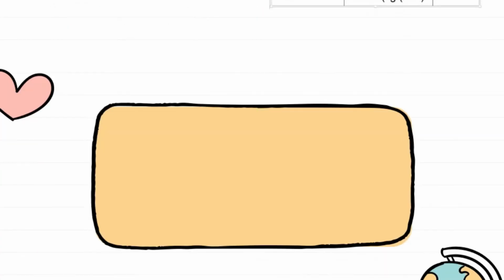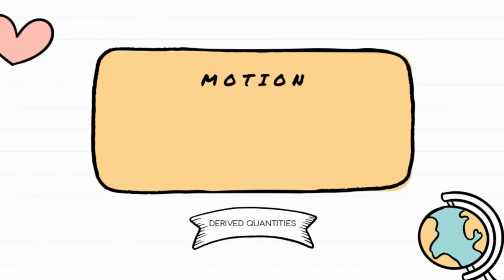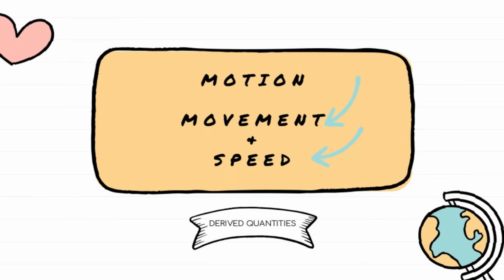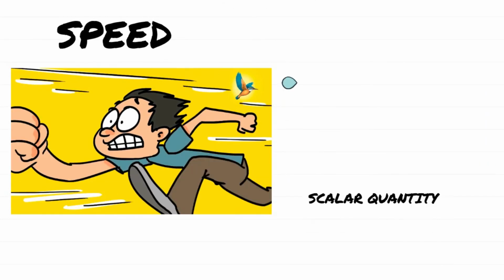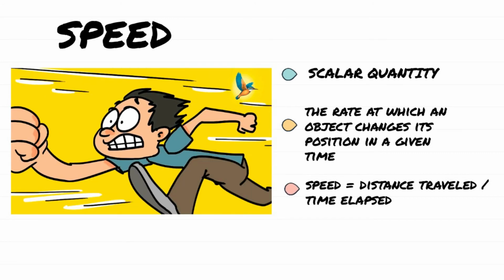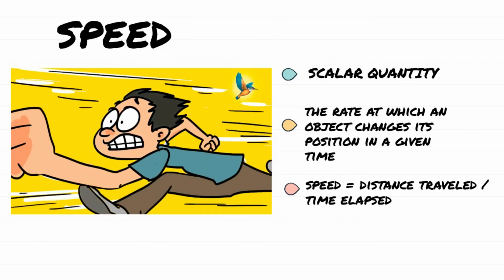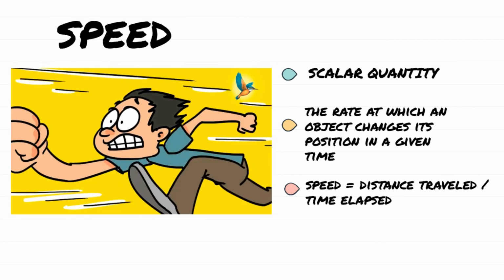Now let's further discuss the derived quantities that can describe the motion of an object. Because when there is motion, there is movement and also speed, and we can tell which object is moving faster by just observing how fast it moves. The speed of an object describes the rate at which an object changes its position in a given time. It is a scalar quantity, so the direction is not considered. It is defined as the total distance covered divided by the time traveled. So speed equals distance traveled over time elapsed.